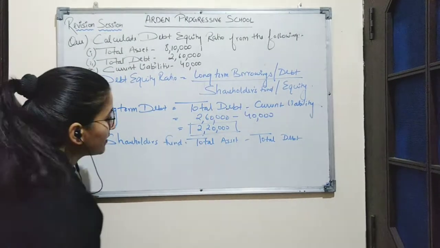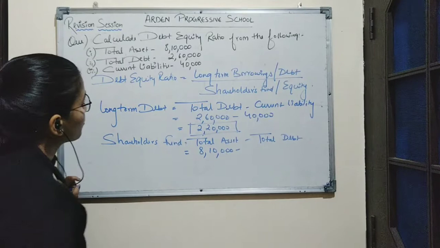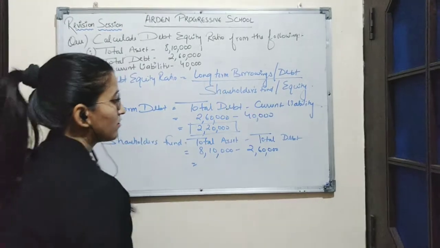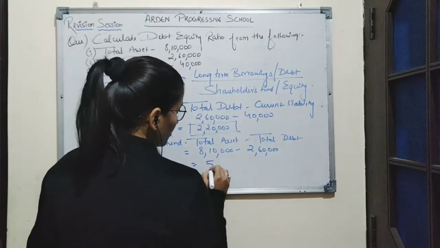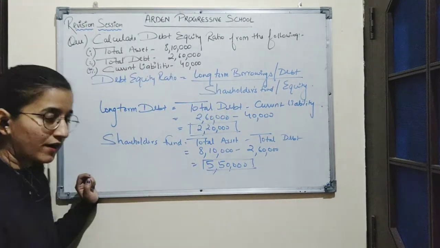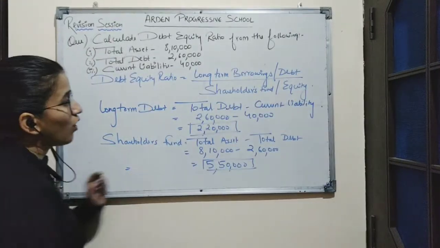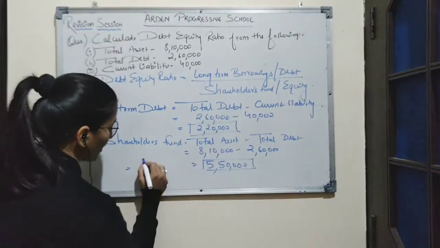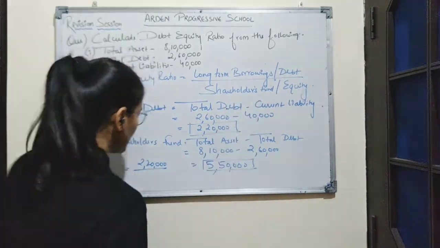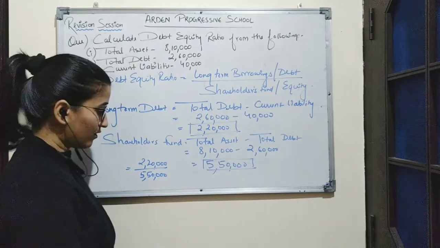Here total asset is amounted to rupees 8,10,000 and total debt is amounting to rupees 2,60,000. By deducting 2,60,000 from 8,10,000, we get the amount rupees 5,50,000 as shareholders fund. Now we will put this value in the formula. Formula is long term borrowings or debt, which is rupees 2,20,000, divided by shareholders fund. Shareholders fund we have calculated, which is amounted to rupees 5,50,000.